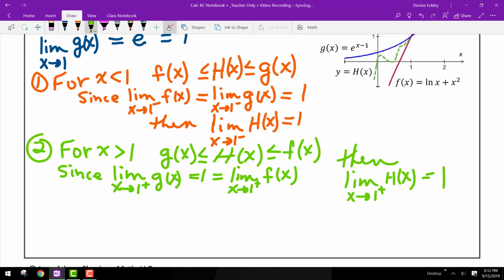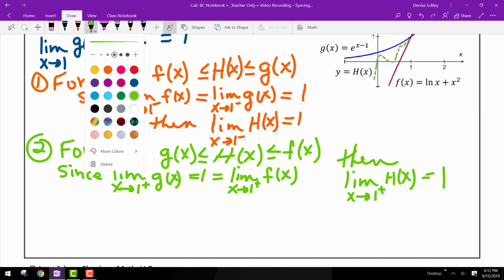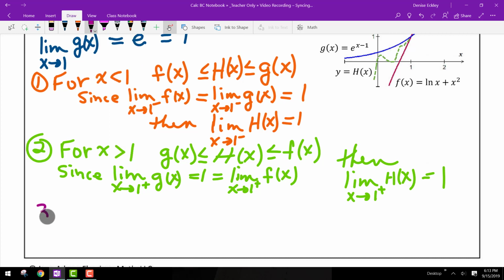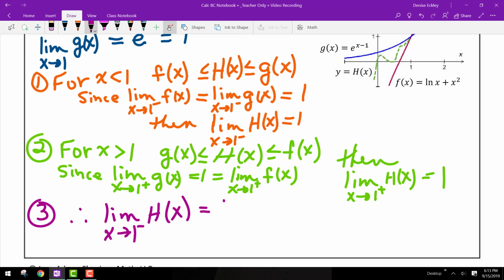So now we can put this together, because what we have found is that the right and left-hand limits are equal to each other, so the limit of the function is defined. So we can say, therefore, the limit as x approaches 1 from the left of h of x is equal to the limit as x approaches 1 from the right of h of x, which equals 1, by the squeeze theorem.